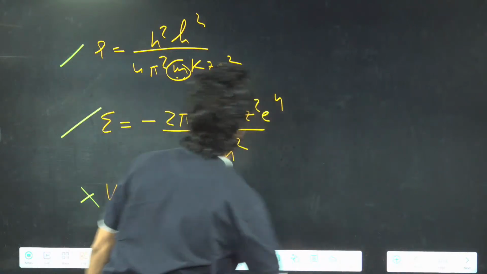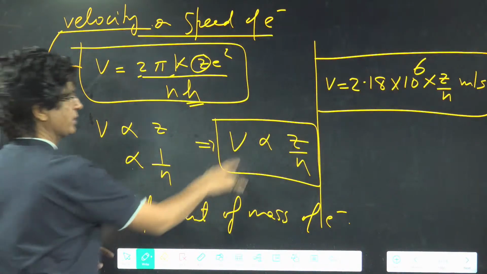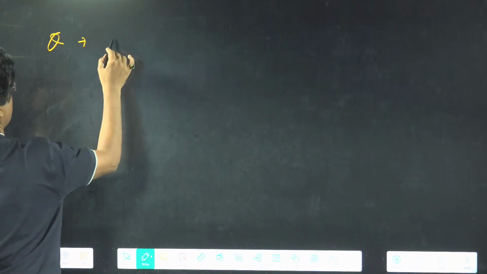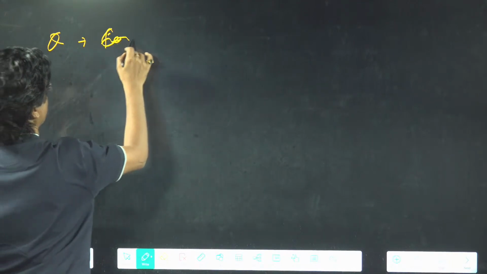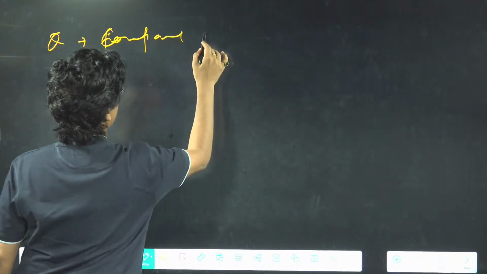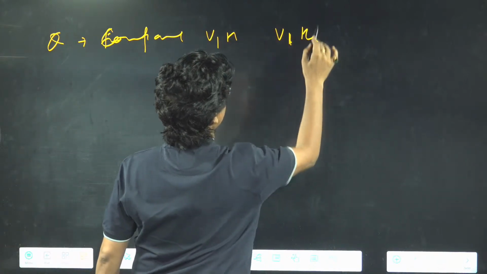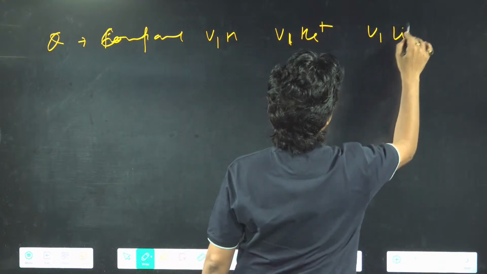So I'm taking you back towards the velocity, Z by n. Keep looking there. My question is: find, or you can say compare, V1 of hydrogen, V1 of helium plus, and V1 of lithium 2 plus.